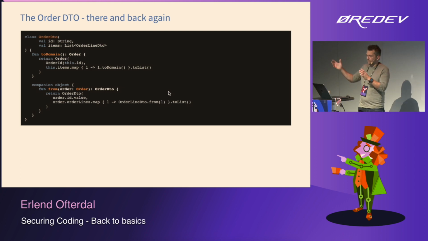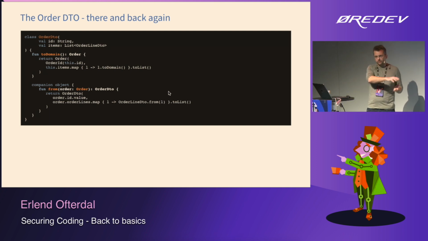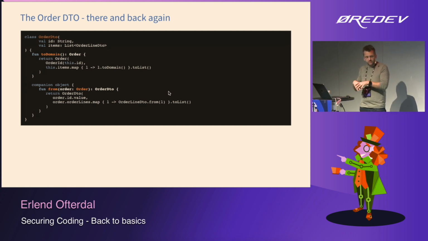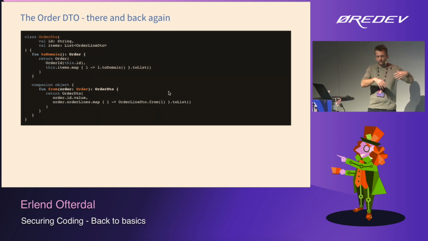So again, we have a logical place for these functions. But they have nothing to do with our business object, which is the order. The order should not have to care about how it is sent over the wire. That's for the DTO to know.